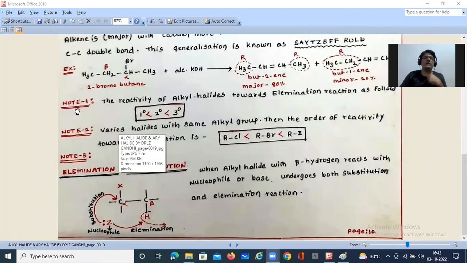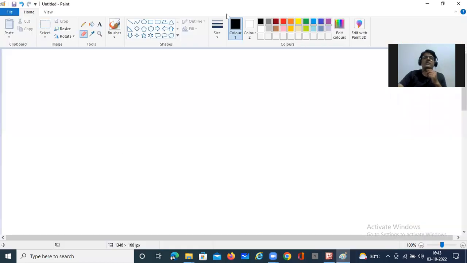Okay. Now let us know that one note. According to this note, the reactivity of alkyl halides towards elimination reactions is as follows. What type of alkyl halides? Tertiary, secondary, and primary alkyl halides are more reactive towards elimination reactions. So I will try to give one example for this. Here I am taking two types of alkyl halides.